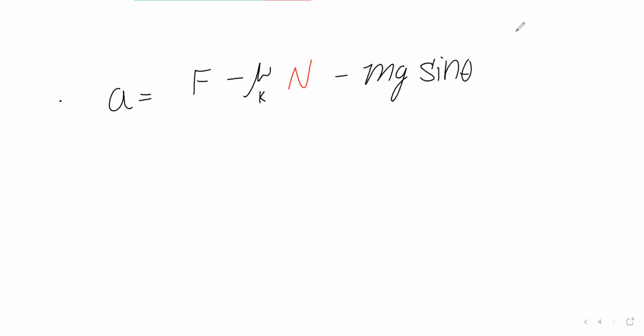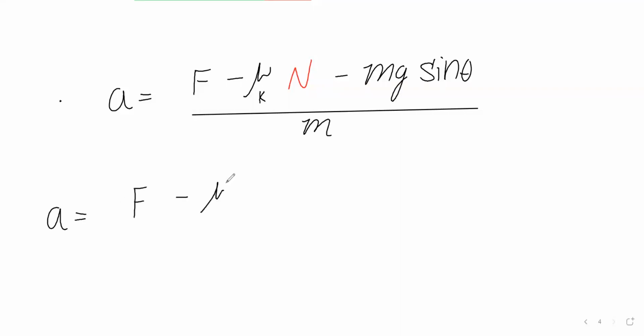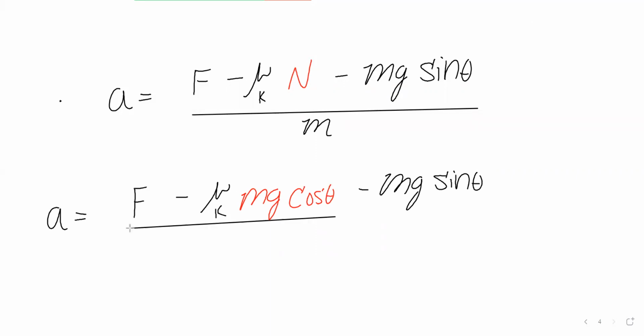sine theta, all divided by m. So now when you replace n, we said n was mg cosine theta. And then we still have the second term, mg sine theta. And the entire denominator is the mass.